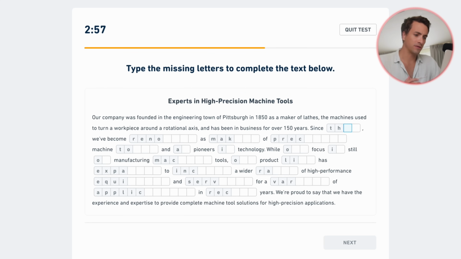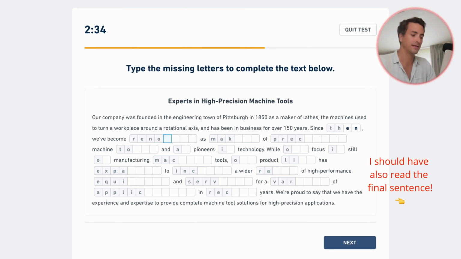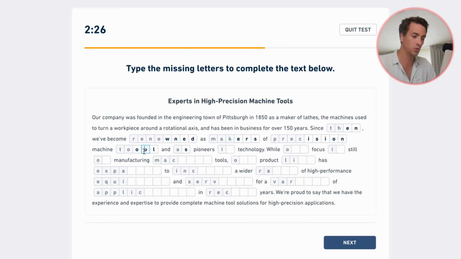All right, our company was founded, let me read the title. Experts in High Precision Machine Tools. Our company was founded in the engineering town of Pittsburgh in 1850 as a maker of lathes, the machines used to turn a workpiece around a rotational axis, and has been in business for over 150 years. Since then, we've become renowned as makers of precision tools. I already have a typo, so let me fix this. Tools and as pioneers in technology.